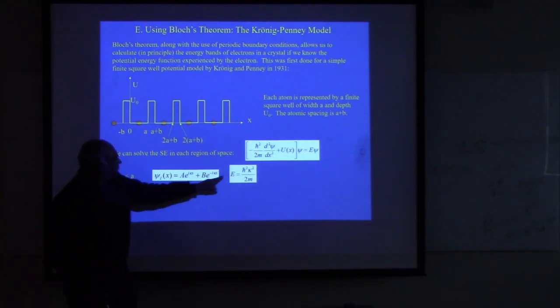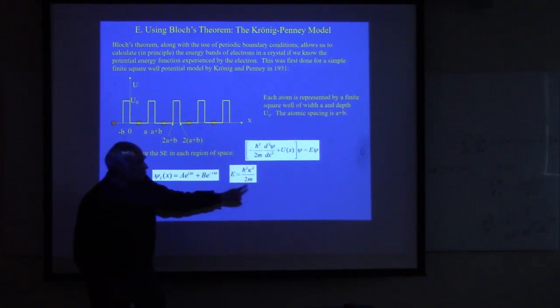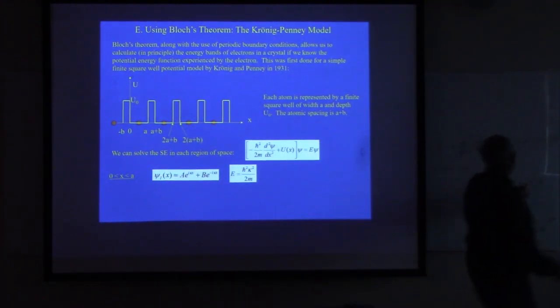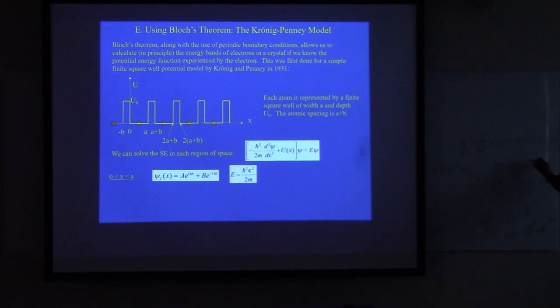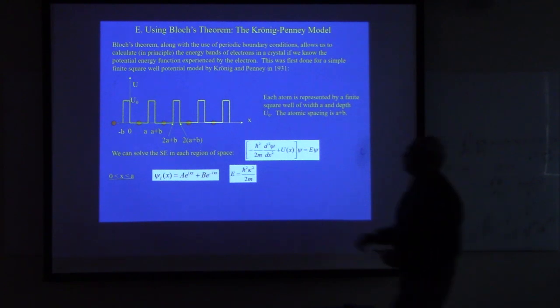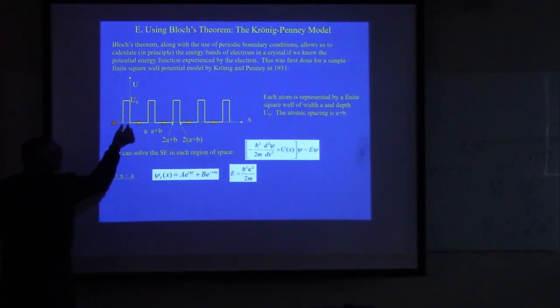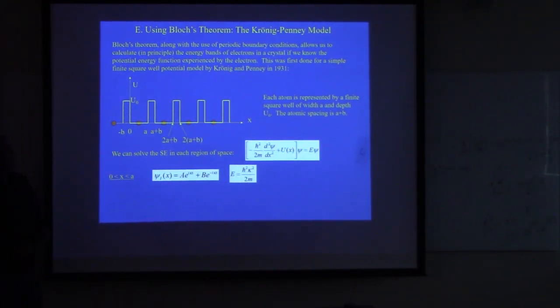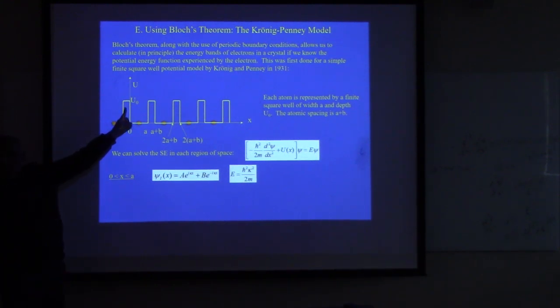Kappa is given by this: kappa squared is 2mE over h bar squared. That means E is h bar squared kappa squared over 2m. That's fine, right? So now if you go to this region, in this region your U is now U0, right?